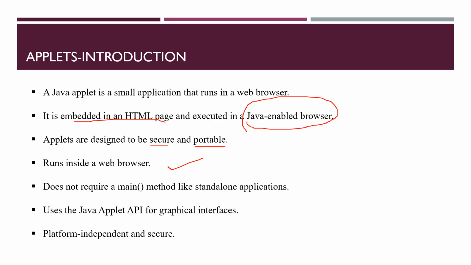And an applet does not require a main method like a standalone application. In an applet, the browser manages the lifecycle through predefined methods such as init, start, and stop methods. It will be discussed in the upcoming slides. And Java applets use graphical interfaces. That is, applets can create their own graphical user interfaces using the applet class from the java.applet package and AWT components. And how could it be platform independent and secure?